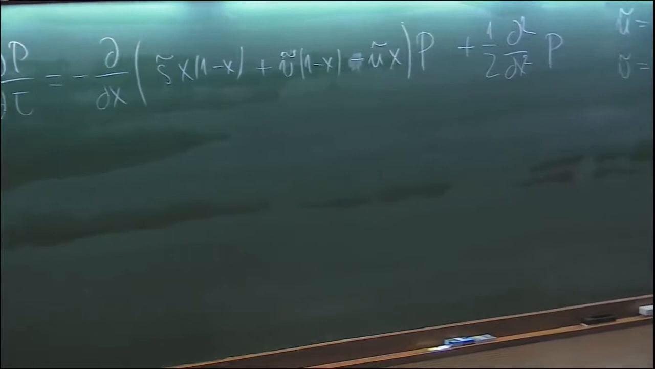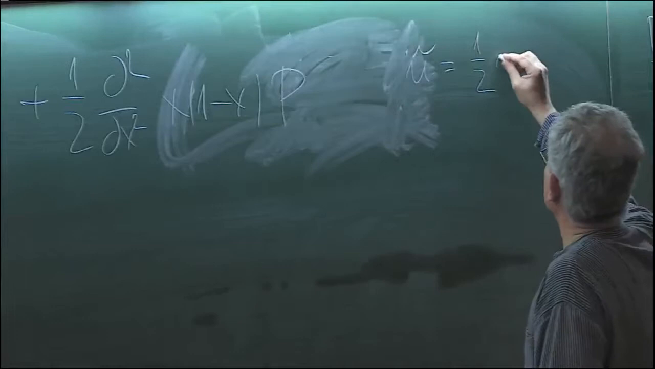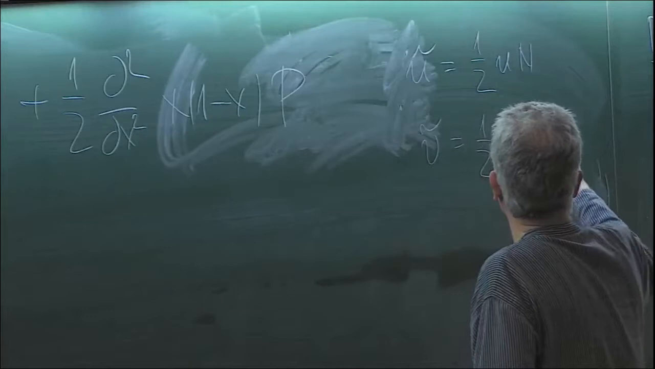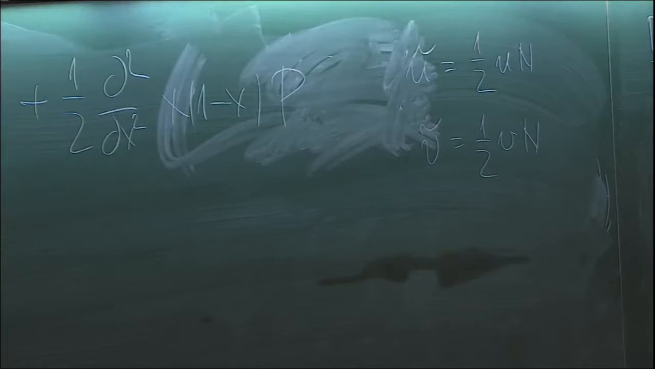Yes, sure, thank you. Probably there has to be a factor of 2. If we work with Moran, there has to be a factor of 2. So presumably U tilde is something like U times N, and V tilde is 1/2 V times N. So this is now the equation including diffusion and including mutations.